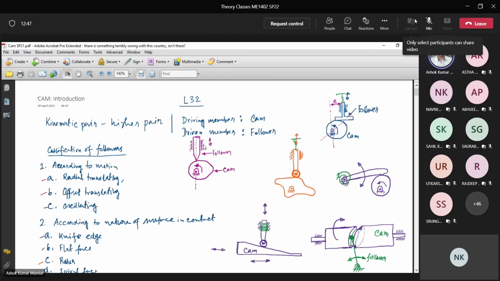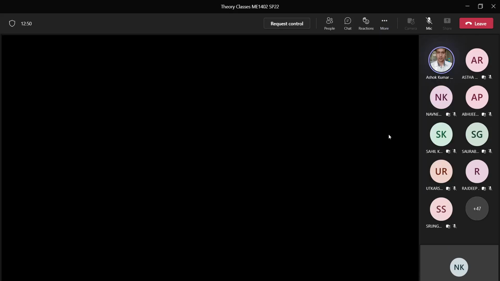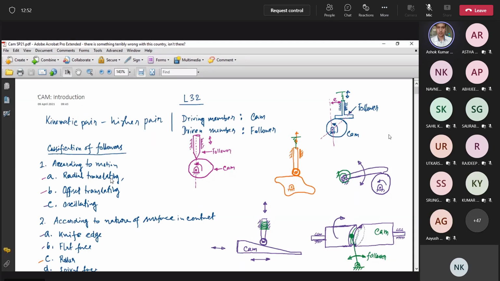The rigid guides are given on both sides, so it can only translate. So this is called a radial translating follower. Now we move to the next category of follower, which is called the offset translating follower. Offset translating means the follower will translate, but the line of this translational motion does not pass through the center of the hinge point of the cam.